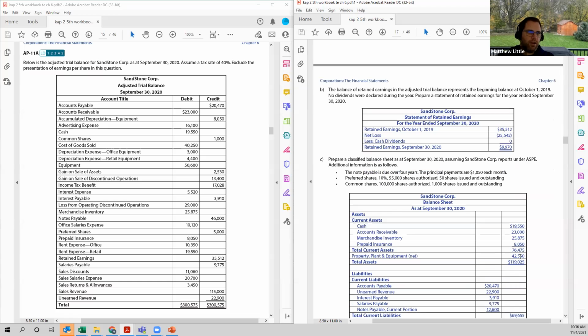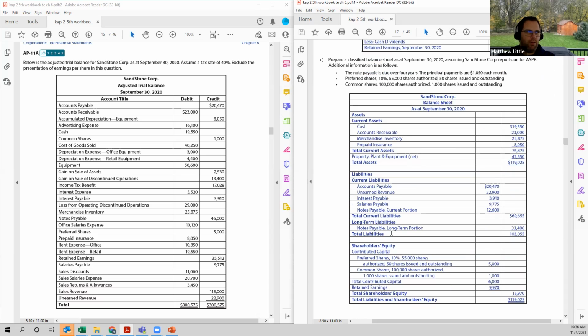Part C says prepare a classified balance sheet, and we're assuming they use ASPE. We're also told the note payable is due over 4 years. Principal payments are $1,050 a month. Preferred shares are 10%, 55,000 authorized, 50 are issued, and common shares 100,000 are authorized, but only 1,000 issued. So just like the previous example, we'll walk through our trial balance, identify what are assets versus liabilities to start with, and then we'll talk about equity.